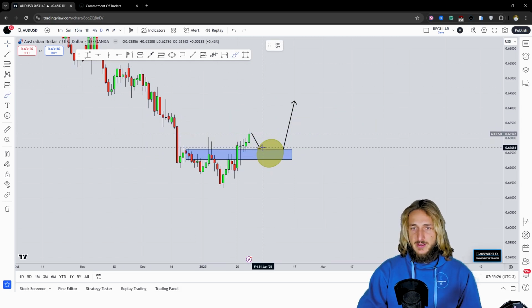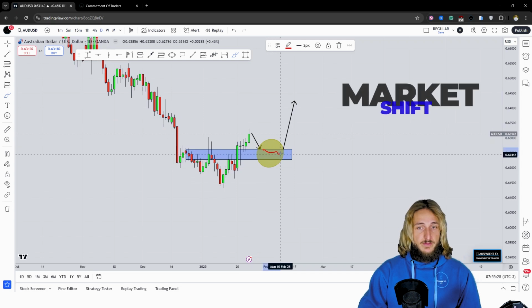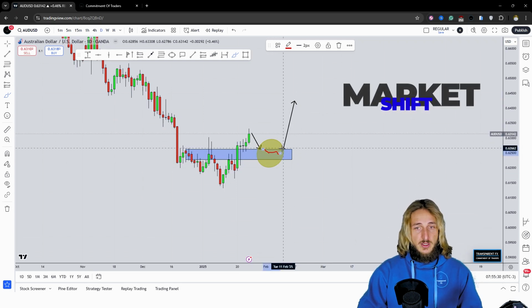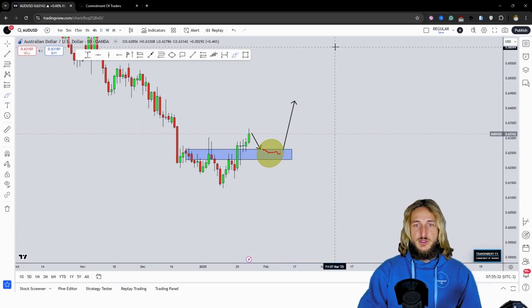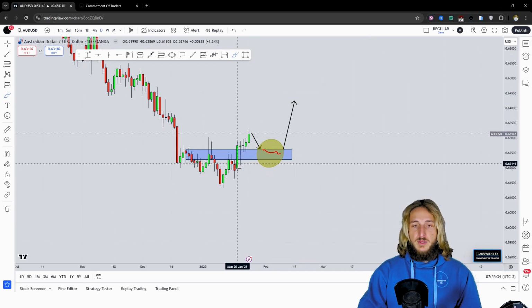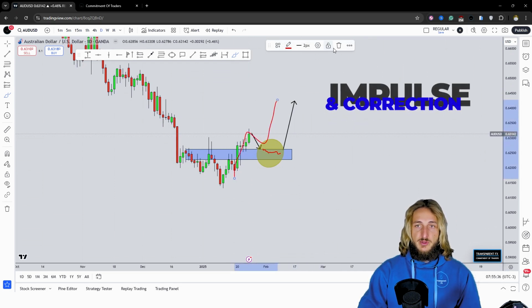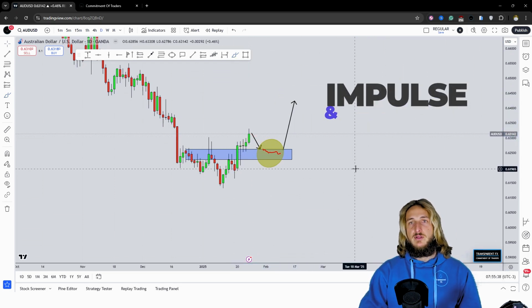Therefore, what I would expect is that if this market would shift from an intraday bearish to bullish market, I wouldn't be surprised to see a potential rejection to the upside, completing this daily impulse, correction, impulse pattern to the upside. That definitely wouldn't surprise me.